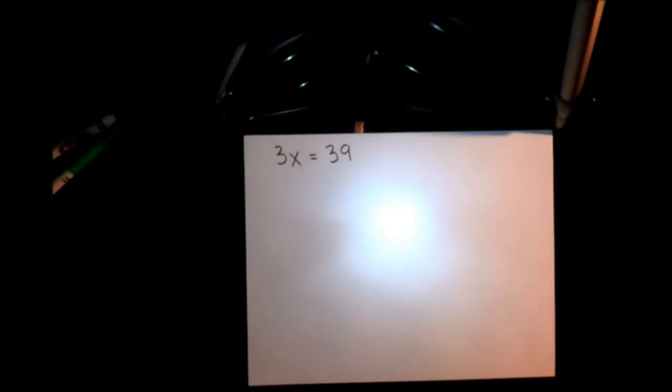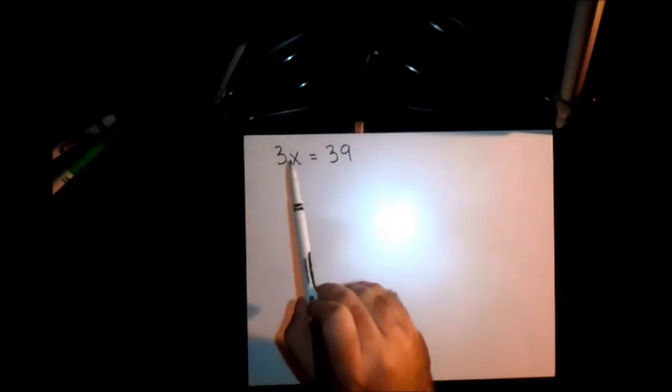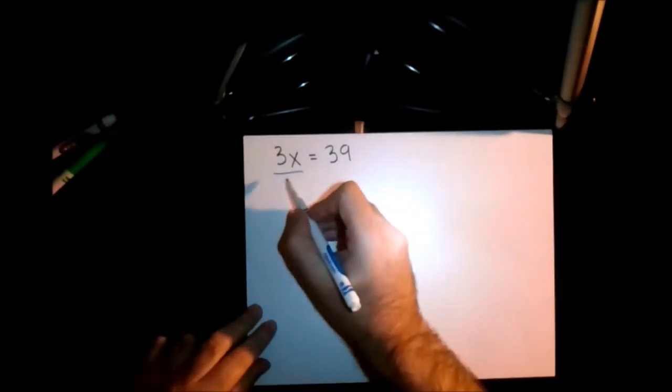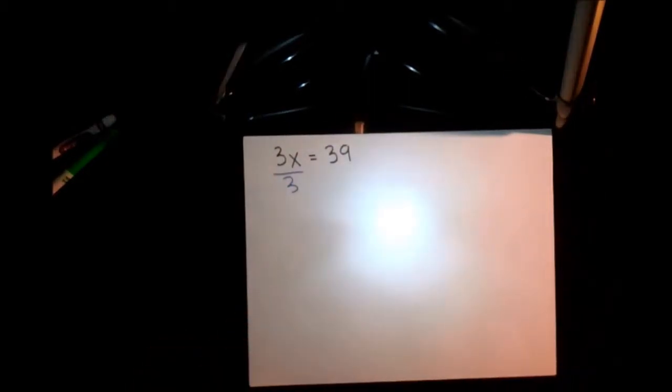Remember those? They were the opposite of what's being done. So right now, the x is being multiplied by 3. What is the opposite of being multiplied by 3? It's to divide by 3. And can I just leave it like that?